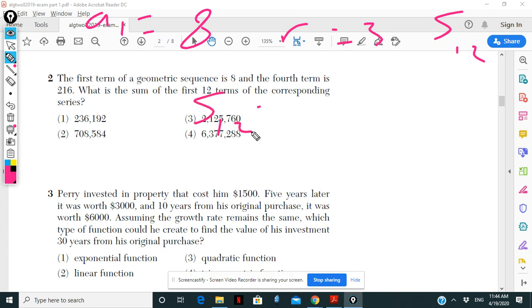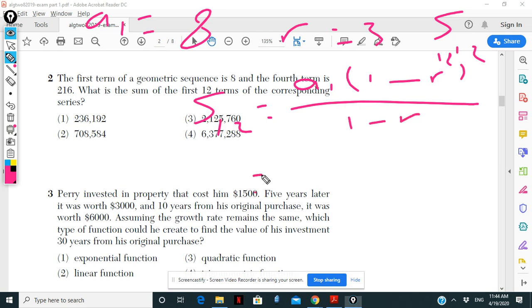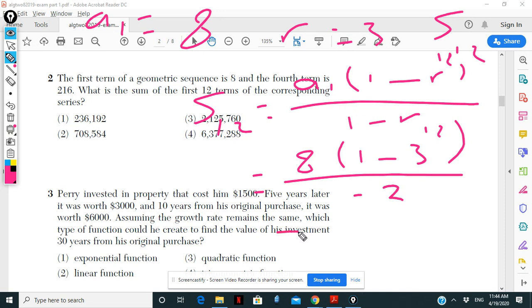So S12 equals A1 times (1 minus R to the power 12) over (1 minus R). A1 is 8, 1 minus 3 to the power 12, divided by negative 2, which is going to come out to 2,125,760. So the answer is 3.